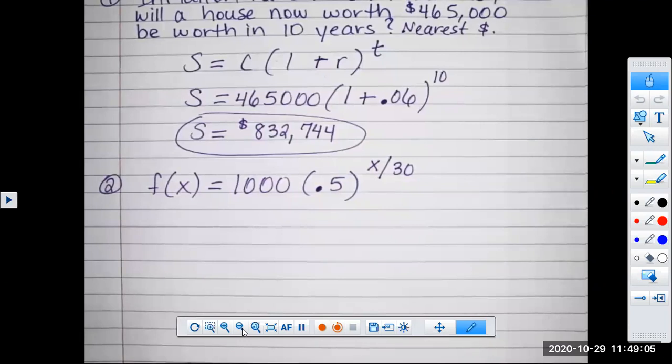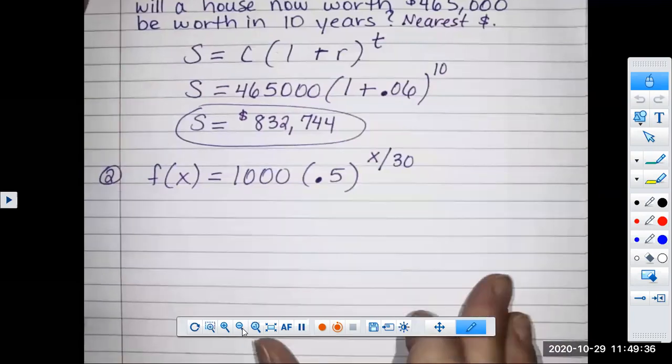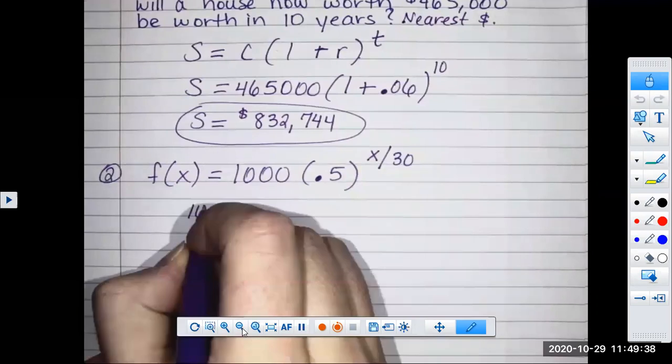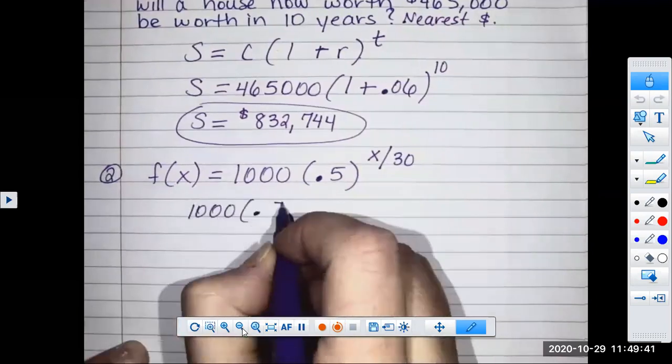It says even if 100 kilograms of this chemical remain in Chernobyl's atmosphere, the area is considered unsafe for human habitation. They ask you to find f of 80 and determine if Chernobyl will be safe for human habitation by 2066. So 80 represents the years after 1986, and we're going to see if it will be habitable by 2066. Once again, all you're doing is just plugging into your calculator.